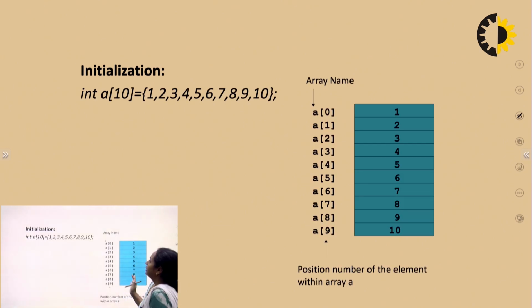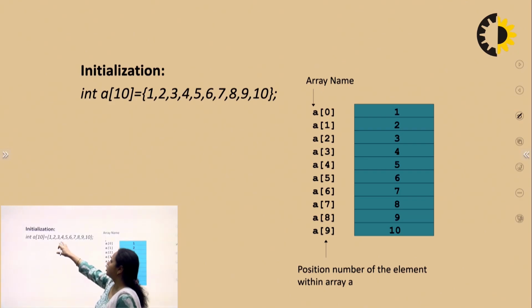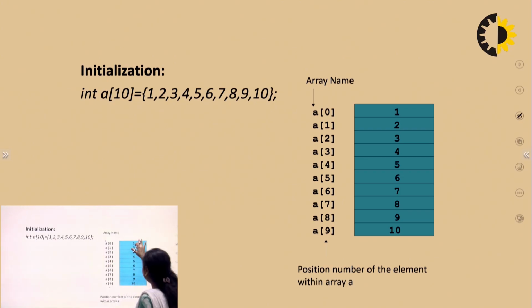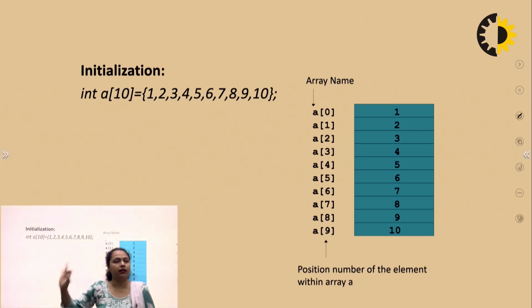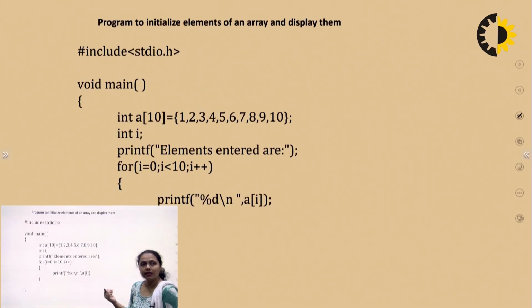So in this way, we can initialize an array, that is int a[10] equals to, within curly brackets, you can write all the data, and the data will get stored in this sequence only in your array. As you can see, I have declared 1 to 10 here, and data is stored in the same order in which the data is given here. So in this way, you can initialize your one-dimensional array. Now, let us discuss one program on how to implement an array in C.